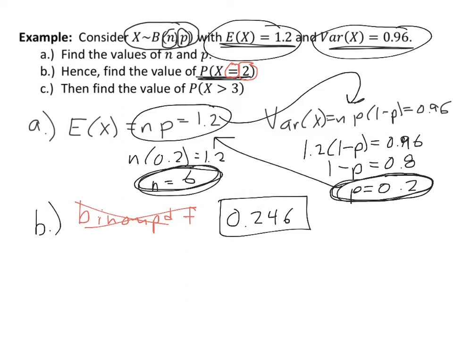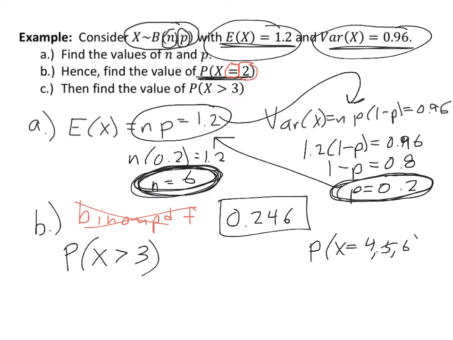Now, part C. Part C, they want me to find the probability that X is greater than 3. Now, do you remember how you're going to need to do this from the previous one? If you think you do, pause the video, try and write down what you think it's going to be, then we'll talk about it together. In my mind here, the probability of X being greater than 3, that means that out of a total of 6 trials, they want the probability of X being 4 or 5 or 6.